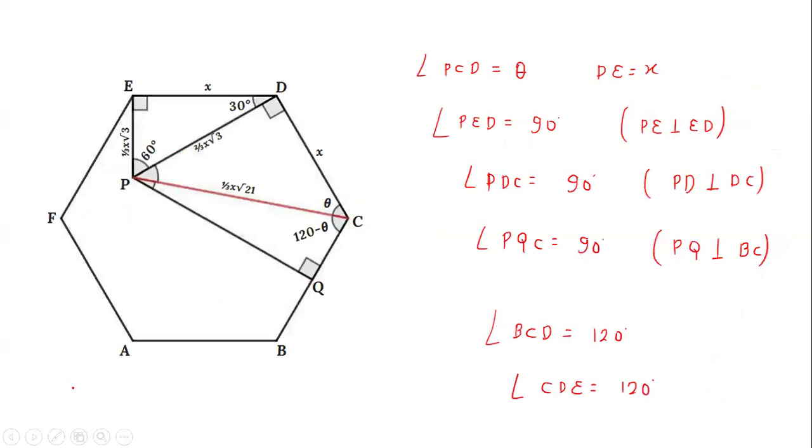So you see this figure. This is a regular hexagon, we know. What I did, I just joined this point P to this point C, and let's say this angle PCD is theta, we are assuming, and we are also assuming this DE length to be x. So this DE length, we are also assuming is equal to x.